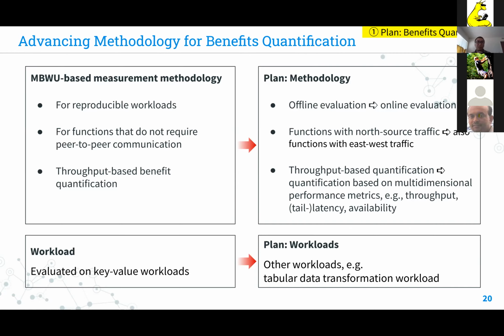And also, this methodology didn't explicitly answer the question regarding how we can evaluate the function if the function requires peer-to-peer communication. And finally, this methodology is basically a throughput-based benefit quantification methodology. While in reality, the performance of a system could be multidimensional, including not just the throughput metric, but also the latency metric and some of the other metrics, such as the availability.